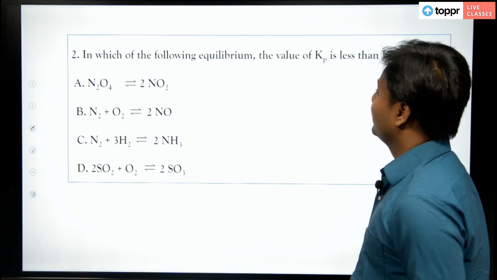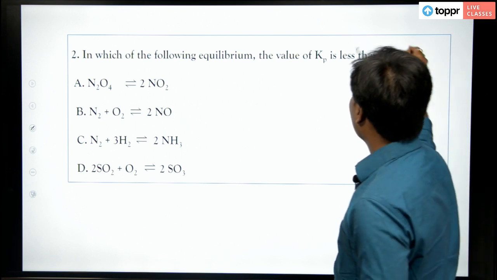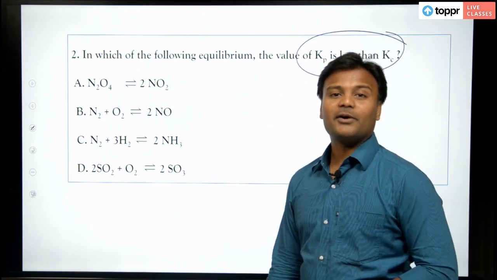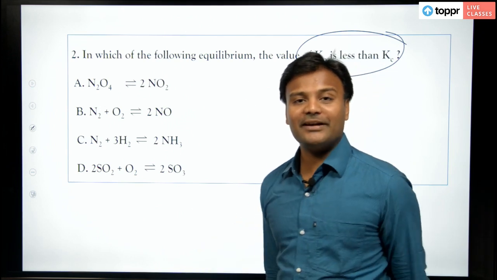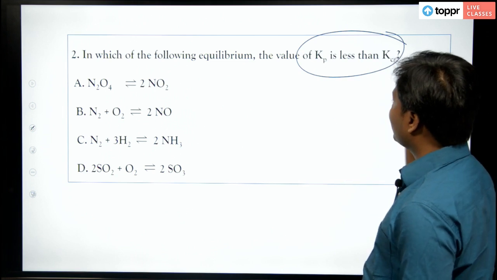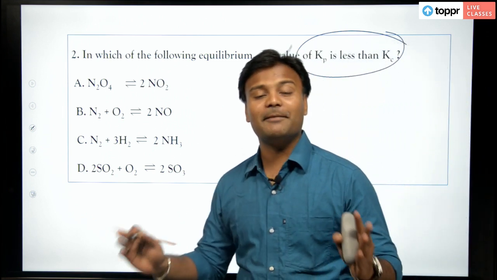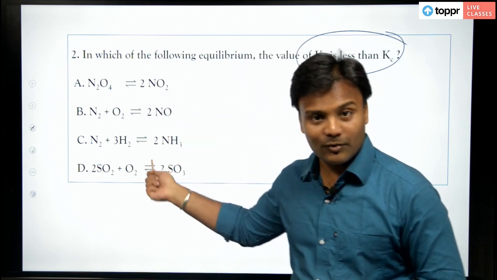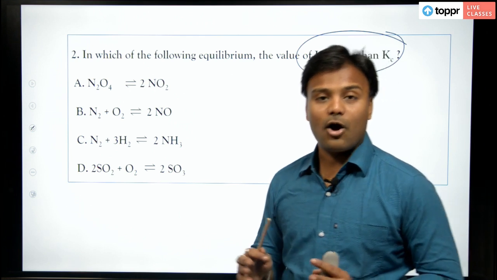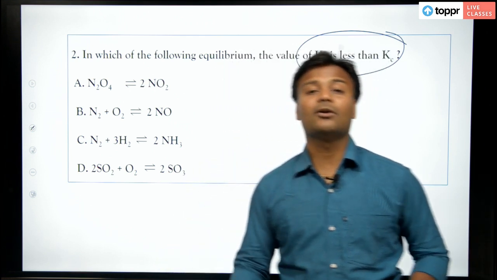In which of the following equilibrium the value of Kp is less than Kc? What you have to do? What is the relation between Kp and Kc? You need to know the relation between Kp and Kc. And I will give you the hint that the correct answer has more than one option.